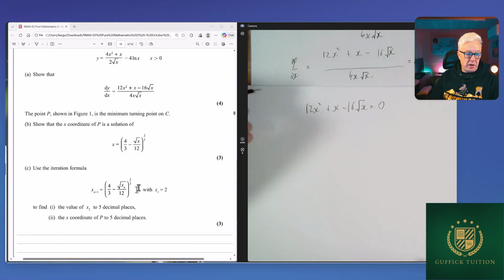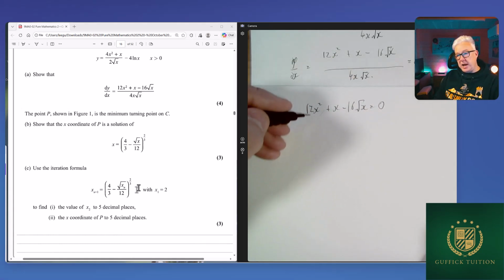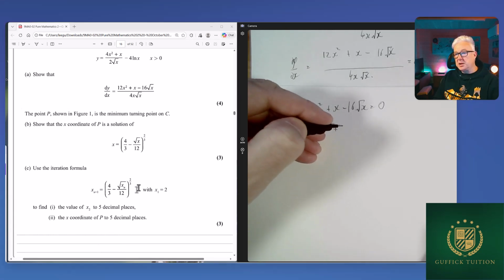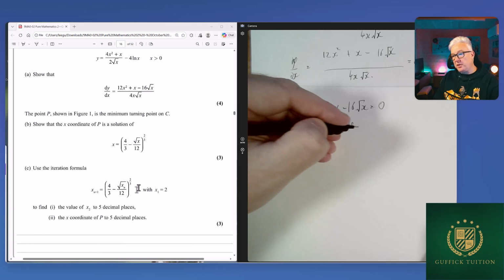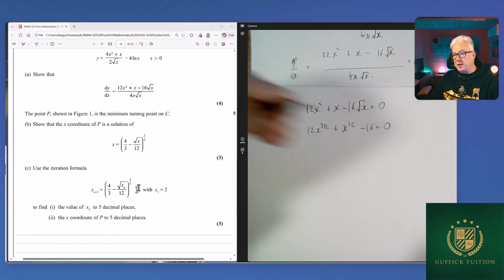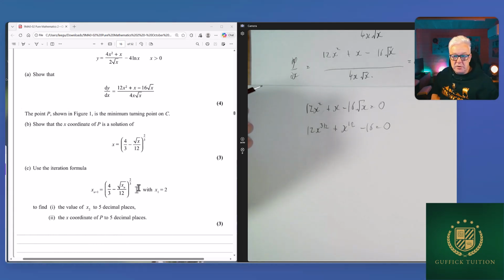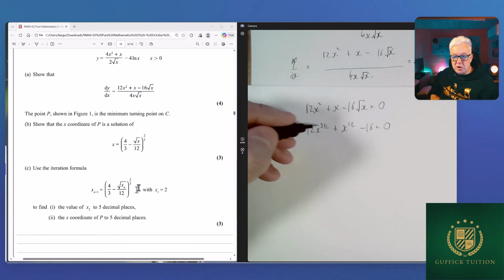We can divide this whole thing by root x to get 12x to the 3 over 2 plus x to the half minus 16 equals 0. Does that help us? Oh yes, because we're trying to show that it's a solution to that thing. So that's looking not bad. We need to rearrange this to have x as the subject. So we're going to try and isolate this bit, and then in the end we'll put it to the power of 2 over 3.